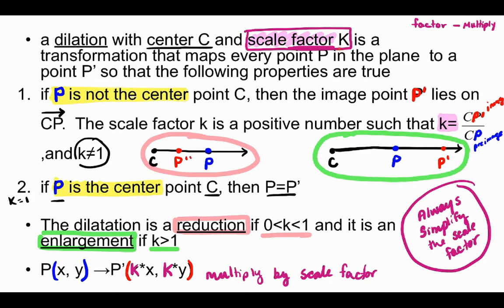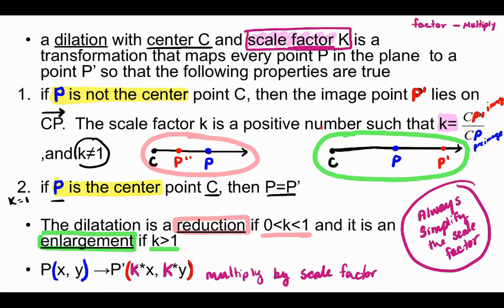So we have a scale factor, which we use the letter K, is the transformation that maps every point P in a plane to the point P prime so that the following properties are true. We have one property if P is not the center, and we have another property if P is at the center. If P is not at the center, so we have our center and our point P, the image P prime lies on the ray that goes from our center to our point. It can either lie between the center and the pre-image, or it can lie after the pre-image.